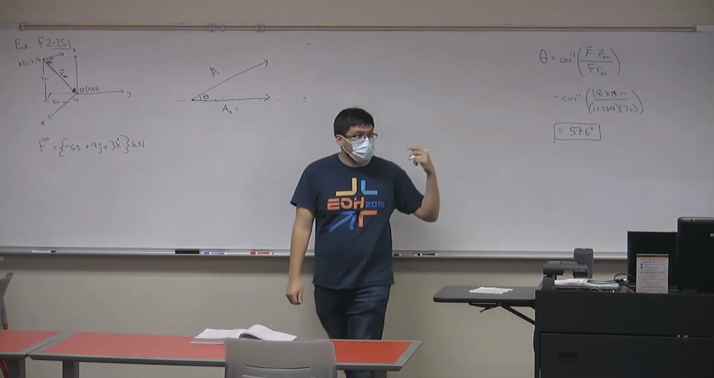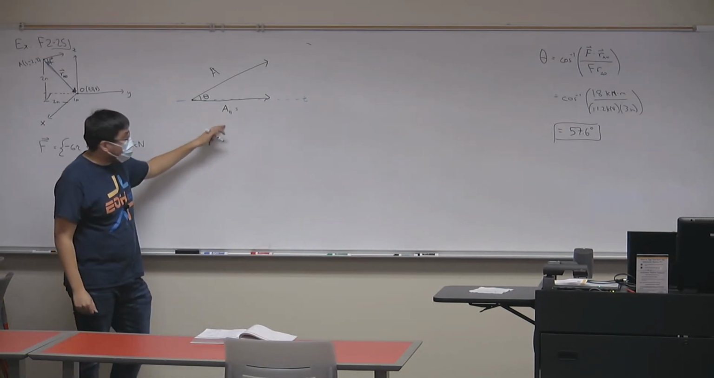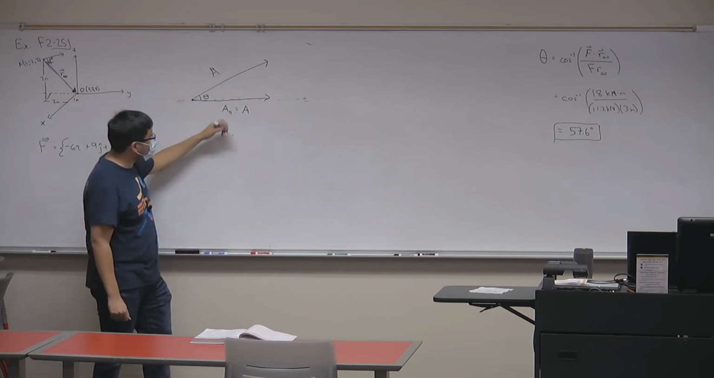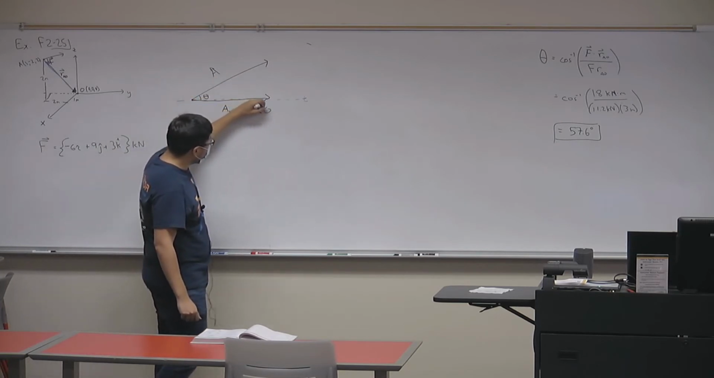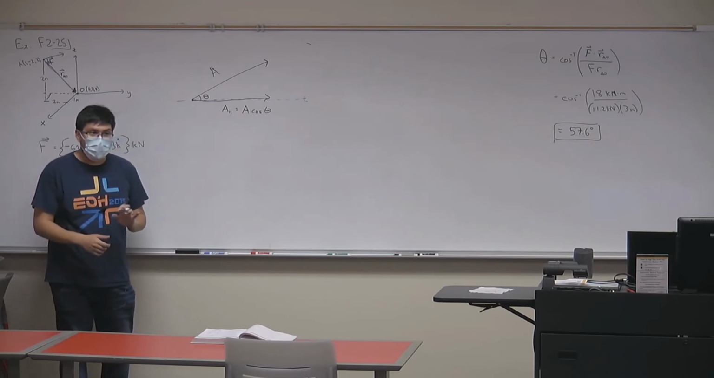Okay, say it louder. Use cosine. Exactly. The parallel vector will have a magnitude of my vector A times cosine of the angle between them. Does that make sense so far? Because that's essentially what we're doing.